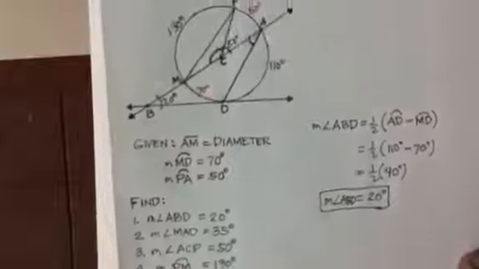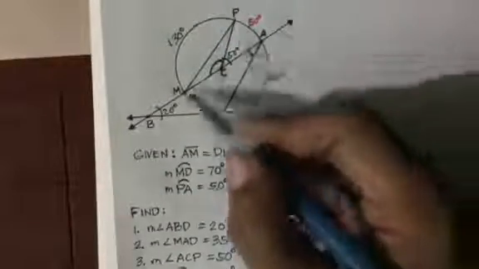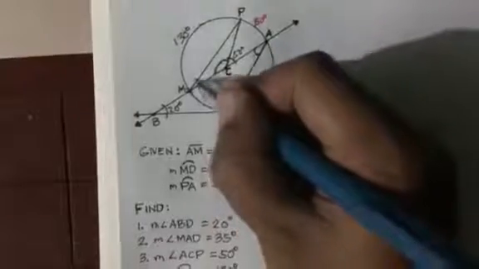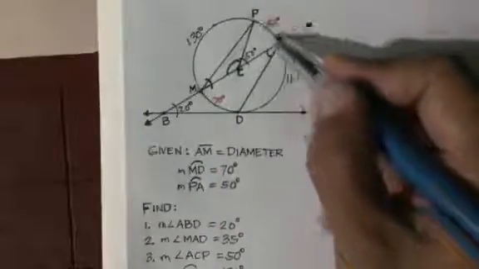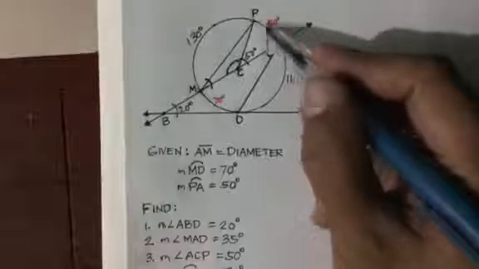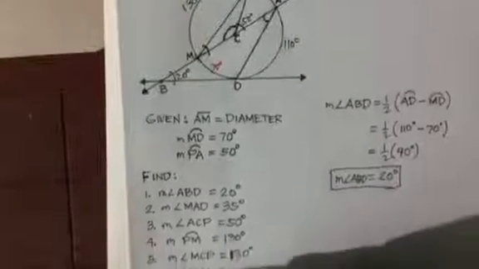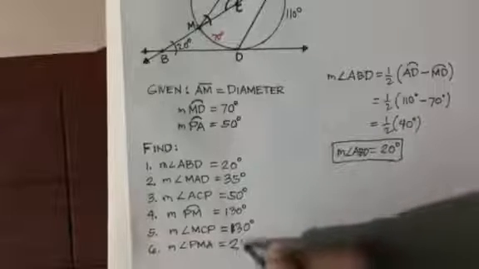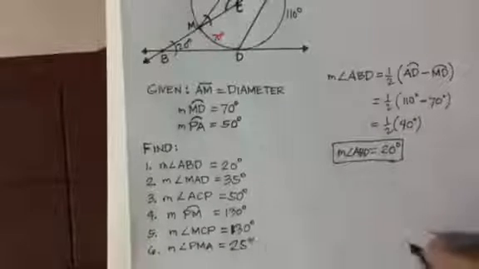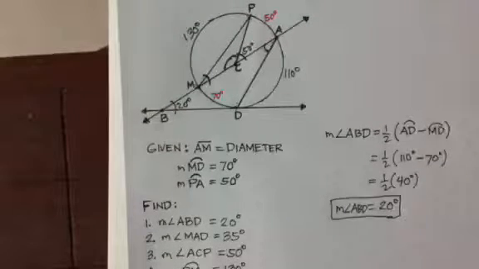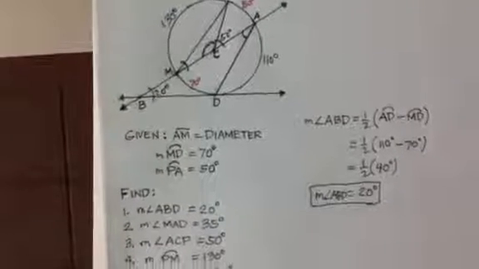And the last one, the measure of angle PMA. Where is PMA? PMA is an inscribed angle, so it is 1/2 of the intercepted arc. The intercepted arc is PA, so 1/2 of 50 degrees is 25 degrees. So the measure of angle PMA is 25 degrees. That's it. That's all. Thank you.